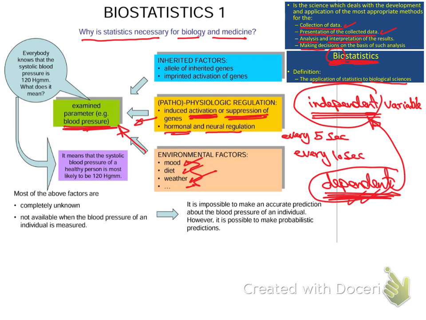So these are independent. We don't have control over them, and we have to measure the blood pressure. So blood pressure is the dependent variable. It depends on these factors. Also inherited factors. If someone had the allele inherited which causes high blood pressure, we can have an experiment and measure the blood pressure. Imprinted activation of a gene will also impact the blood pressure.